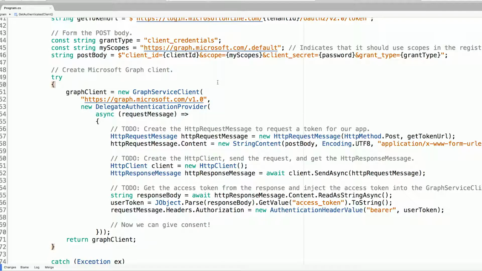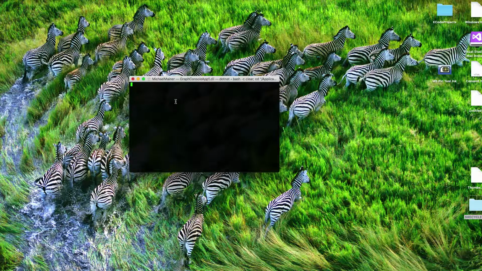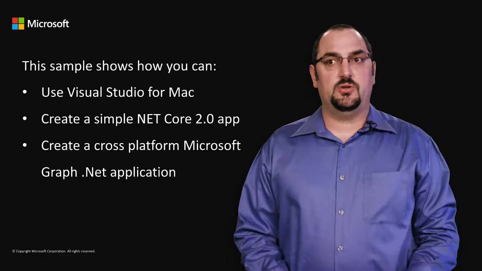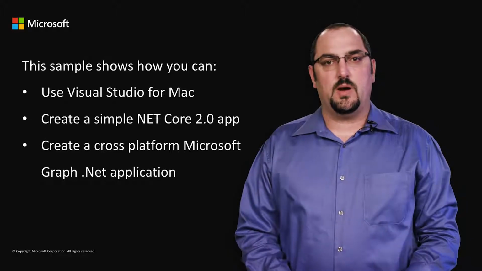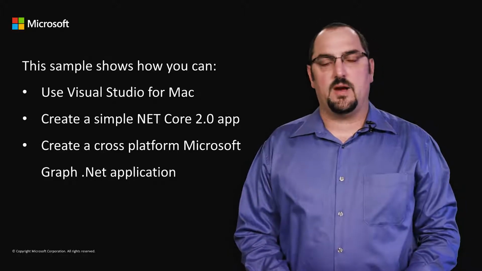Now that we've consented this application to be able to access Microsoft Graph resources, we can run this program. Here we go. We're going to run it. It's going to open up a terminal window and specify success. The first user returned from Microsoft Graph is, and here's the UPN of that first user. So now we have the basic setup to create a headless Microsoft Graph application that you can run on Windows, Mac, or Linux. This sample shows how you can use Visual Studio for Mac 2017 to create a simple .NET Core 2.0 application that uses the Microsoft Graph Client Library.